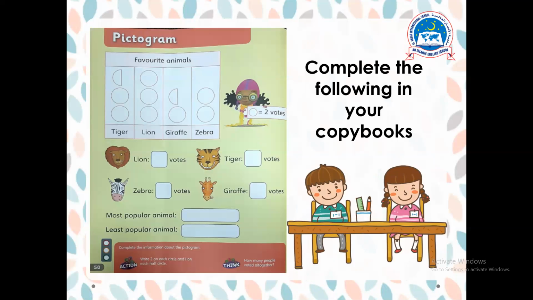Now I want you all to get your workbook number 2 and open page number 50 and answer this pictogram.